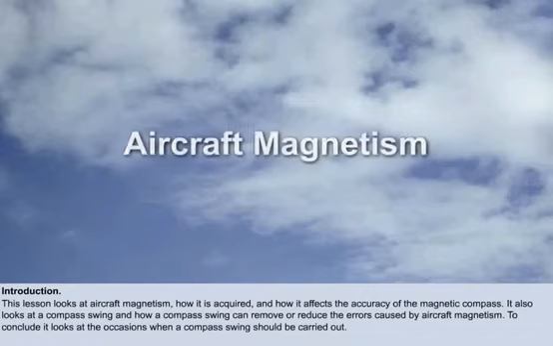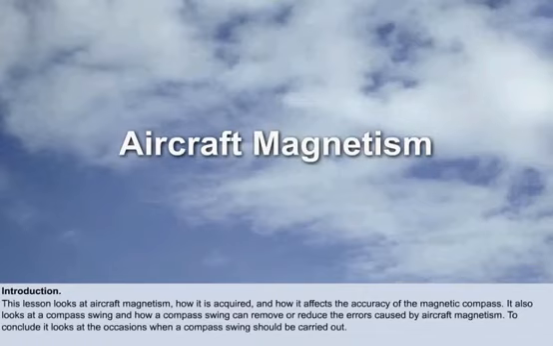In this lesson, we are going to look at aircraft magnetism, how it is acquired, and how it affects the accuracy of the magnetic compass. We will look at a compass swing and how a compass swing can remove or reduce the errors caused by aircraft magnetism. To conclude, we will look at the occasions when a compass swing should be carried out.